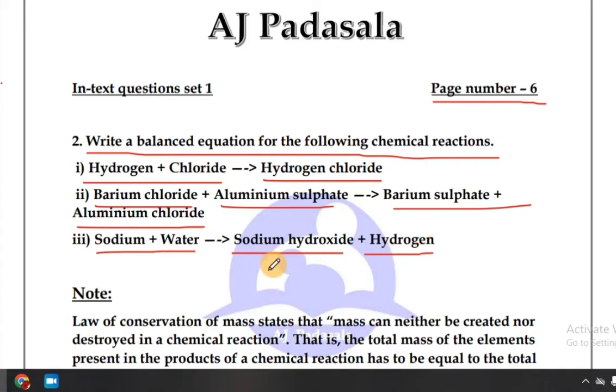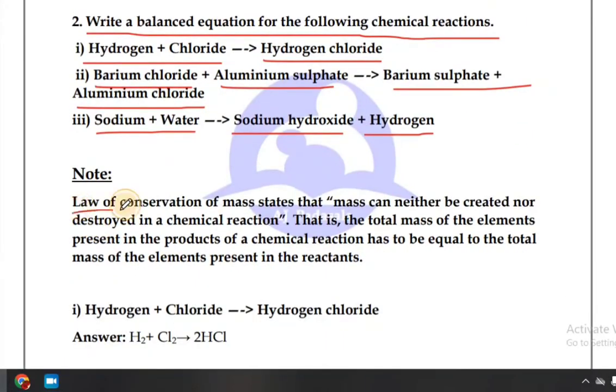Here they had given three different chemical reactions in the form of statements. So first we have to convert the given statement into its respective symbols and then we should try to balance it. So before we start to answer the given questions, now let's learn what is law of conservation of mass.